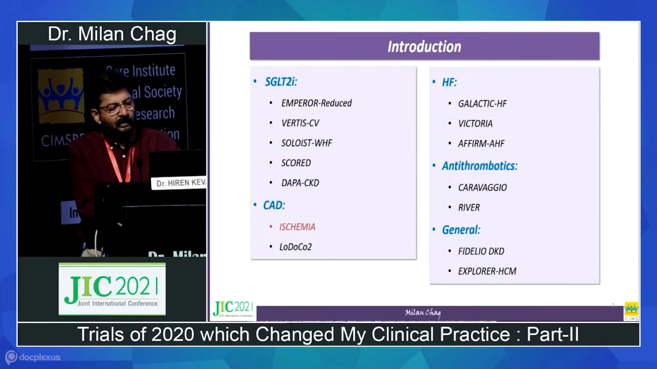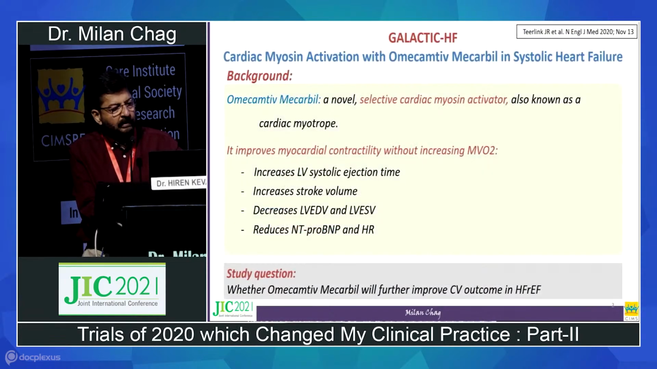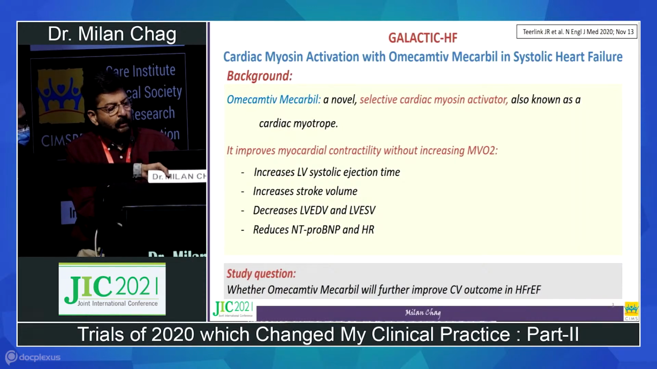Today I'll try to finish something on heart failure, antithrombotics and some general trials. So this GALACTIC-HF trial is a new molecule, cardiac myosin activation with omecamtiv mecarbil in systolic heart failure. So it's a new molecule. It is a selective cardiac myosin activator. It's also known as a cardiac myotrope, like an inotrope is a directly myocardial stimulant.